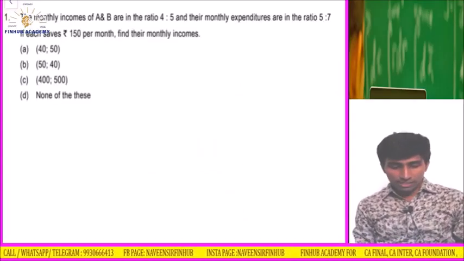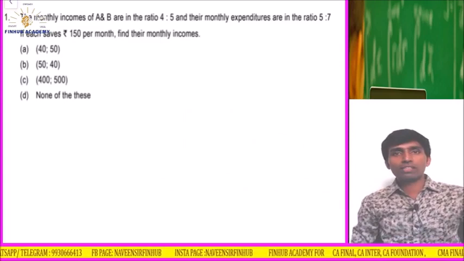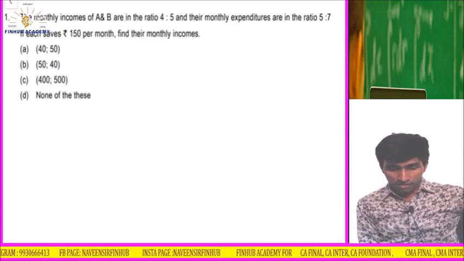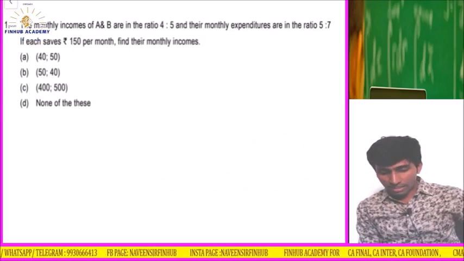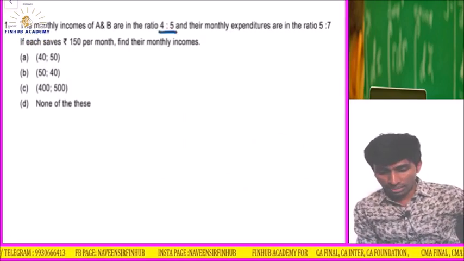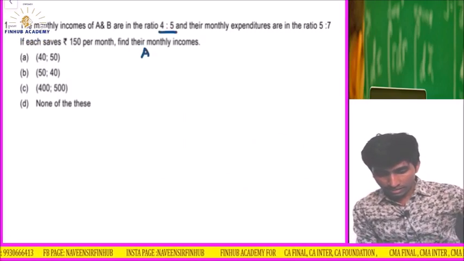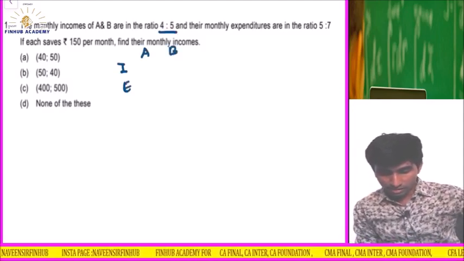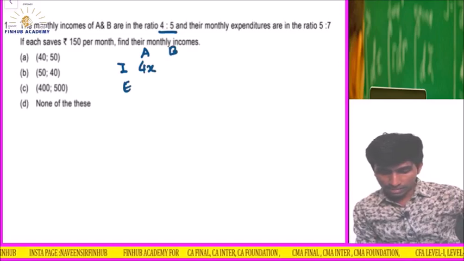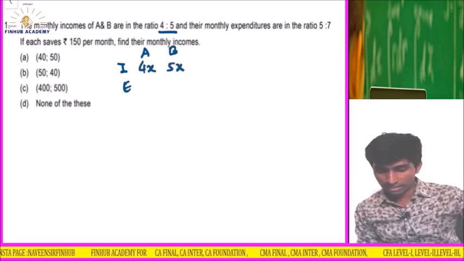Okay, so we are starting with series 2 of the mock paper. The first question. The monthly incomes of A and B are in the ratio 4:5. So we will take A's income and expenditure, and B's income and expenditure. A's income will be 4x and B's income will be 5x. Okay, if I take it like that.